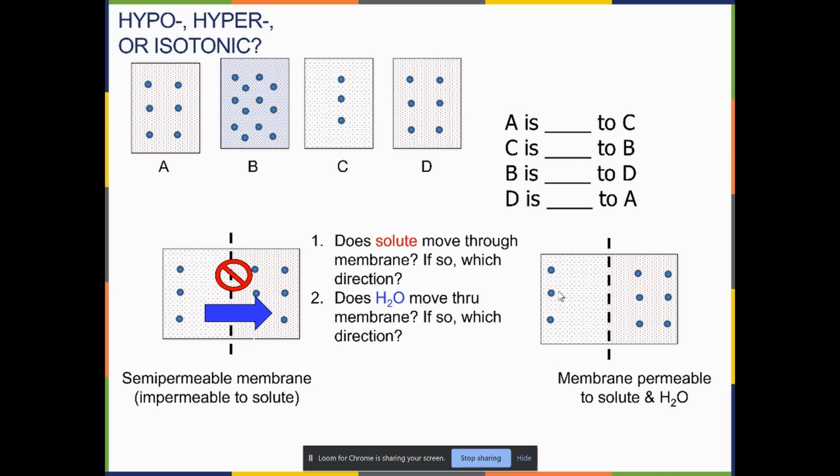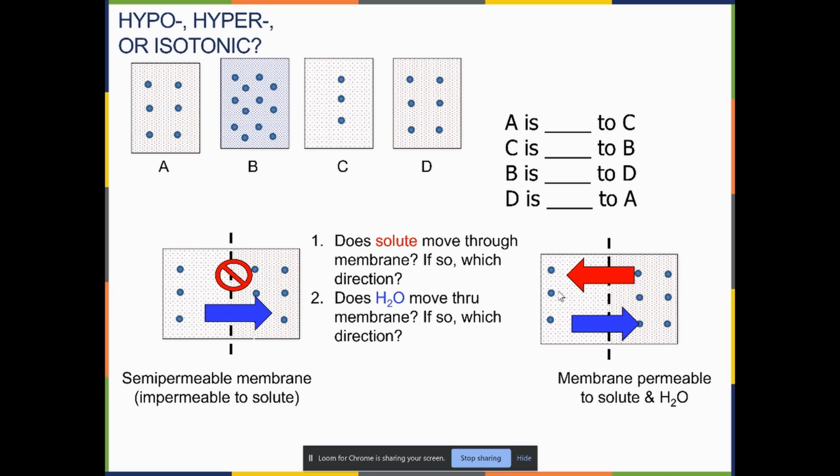If we're looking at the situation on the right, water can move because this membrane is permeable to solute and water. And we're going to see that the solute moves from high to low concentration, whereas the water still moves from left to right, or towards the area with more solute.